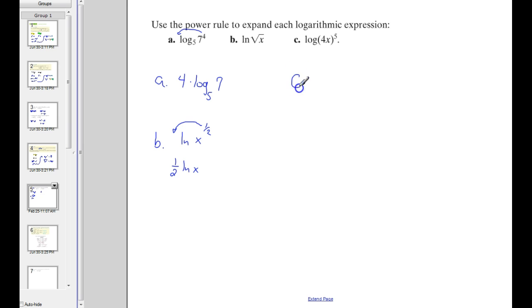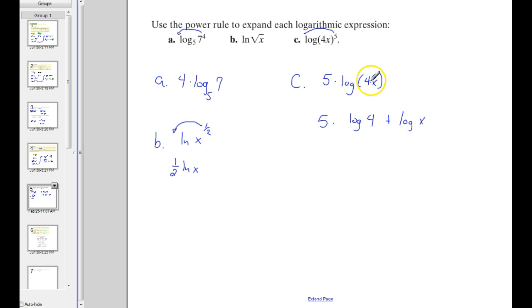Alright, and then for c, this 5 can come down out in front. So I end up with 5 times the log of 4x. Okay, now, this is just the power rule, but because there's multiplication in here, I could expand that as well. And watch what happens when I expand it. Remember with the power rule, ignore the 5 for a second. This expands to the log of 4 plus log of x.